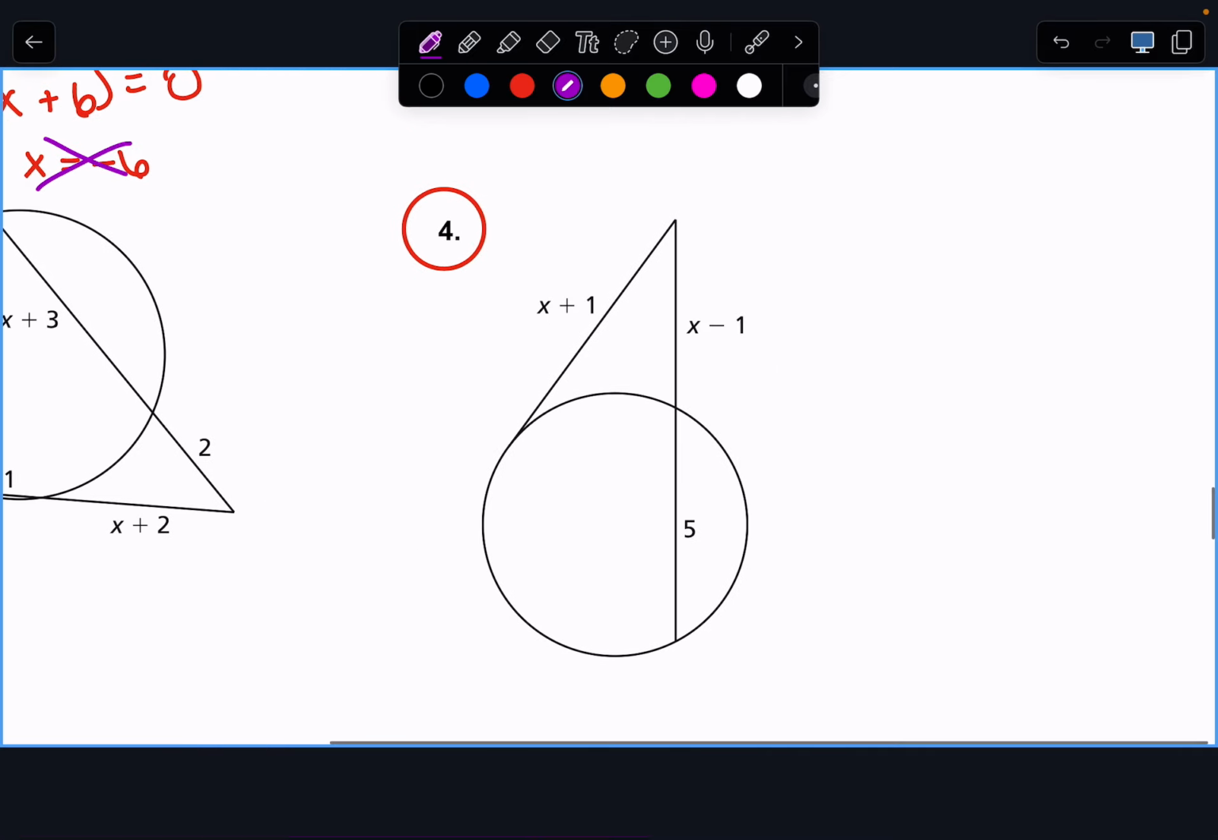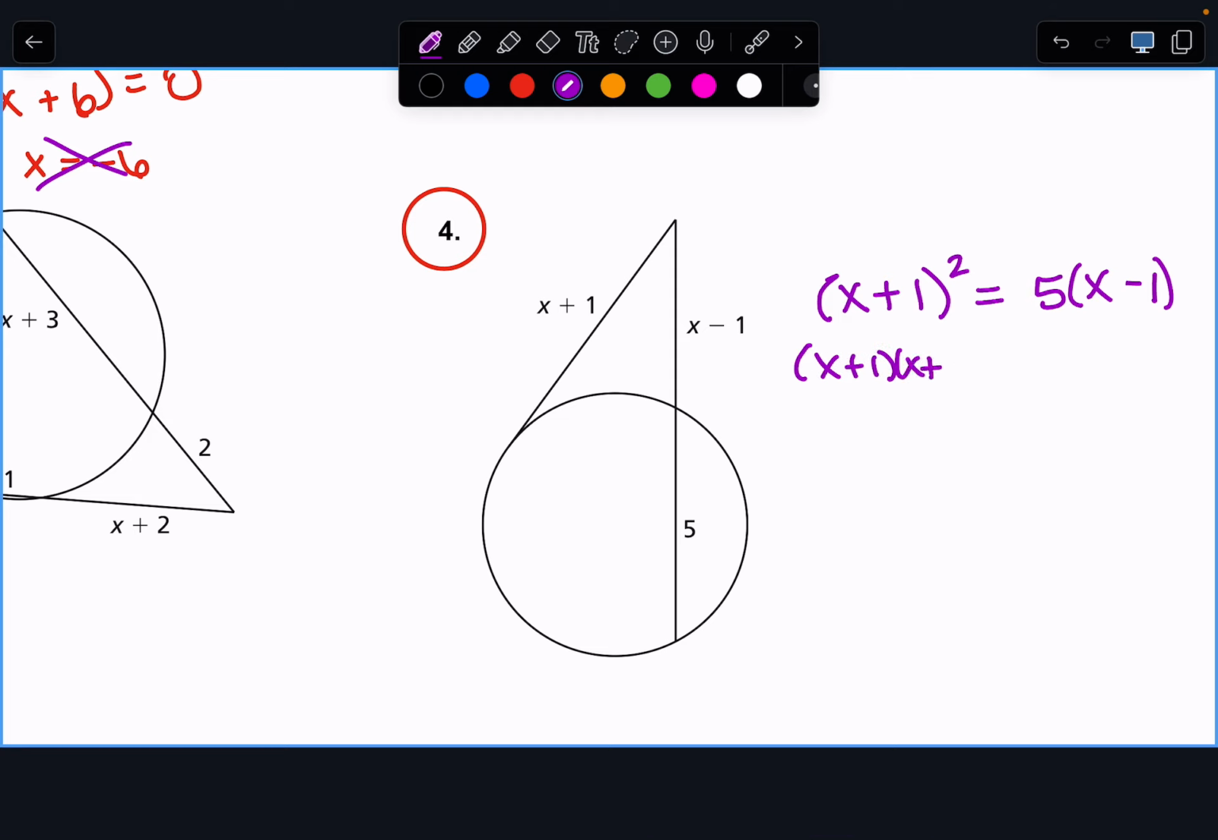All right. Josh, how'd you set up number 4? I did x squared plus 1 is equal to 5x minus 5. No, it's x plus 1. X plus 1, the quantity squared, equals 5 times x minus 1 is what you're trying to do, right? But x plus 1 squared is not just x squared, it's x squared plus 2x plus 1.